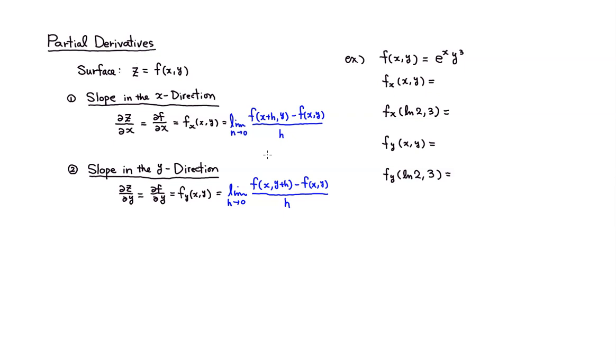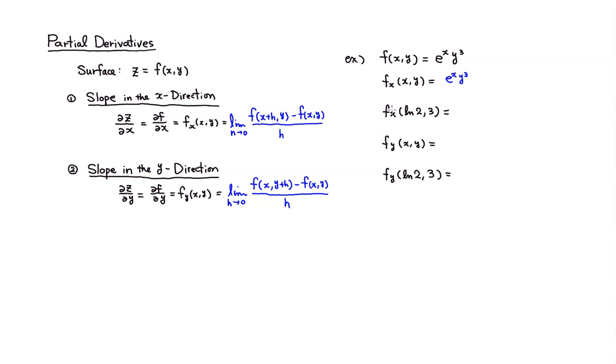Let's look at this example. You have a function f of x comma y equal to e to the x times y cubed. If you want the partial derivative with respect to x, we pretend that y is just a number. So y cubed is a number, so I'll just put that there, and then we take the derivative of e to the x, which happens to be e to the x. So the partial derivative is exactly the same as the original function.